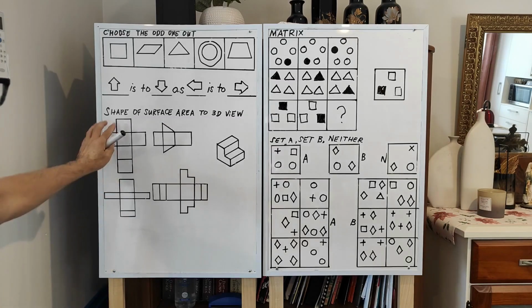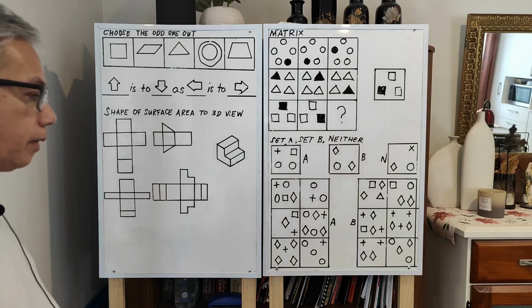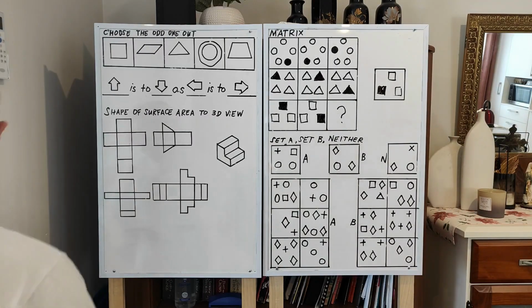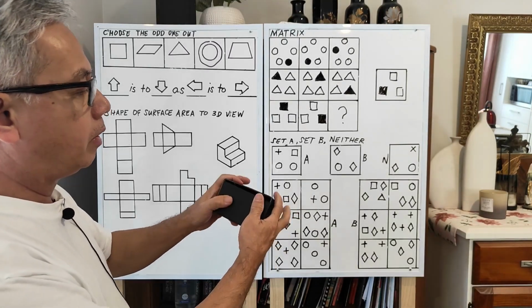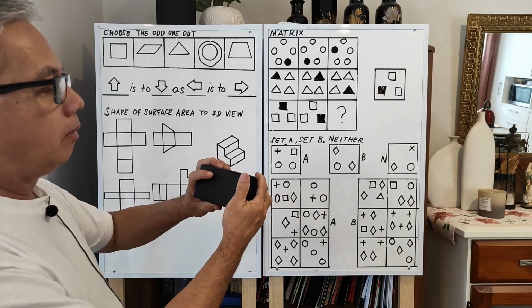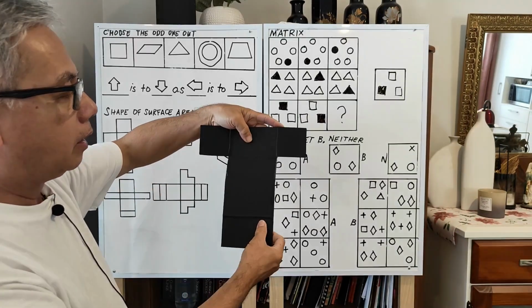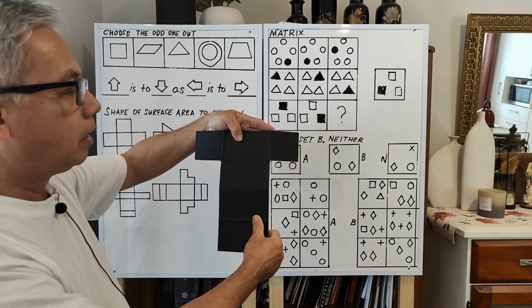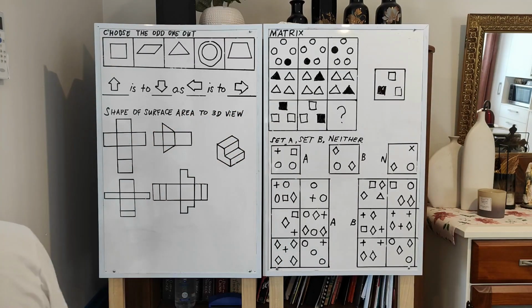The last type is shape of surface area to 3D view. I will show you an example. For example, this is a picture of a rectangular prism. But if you open it up, it will open like this. This is the surface area of the rectangular prism. So it's the same as this one.